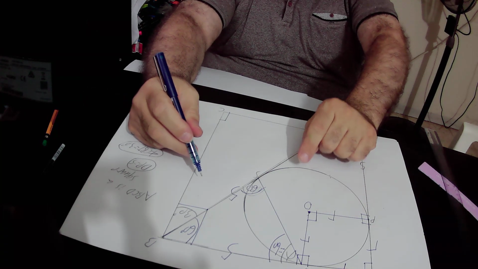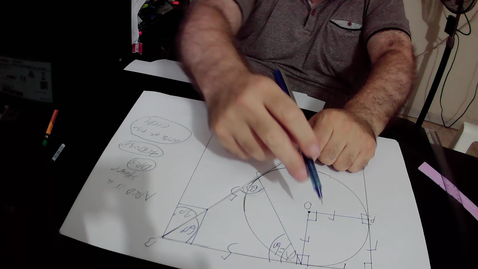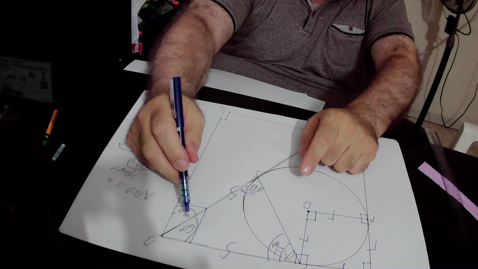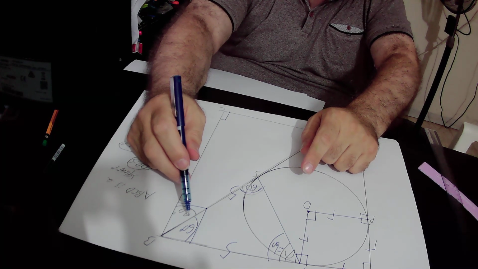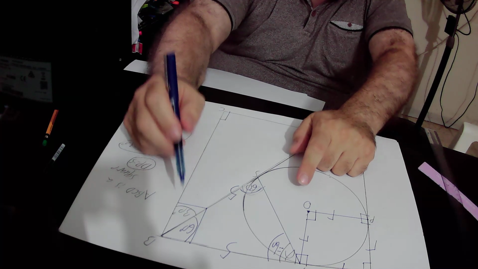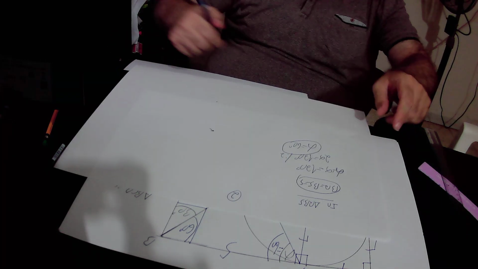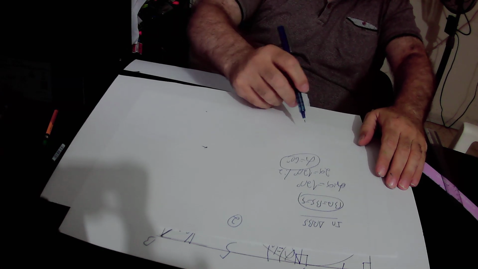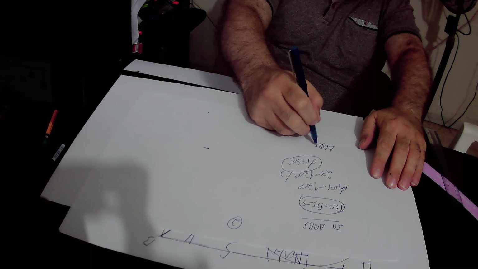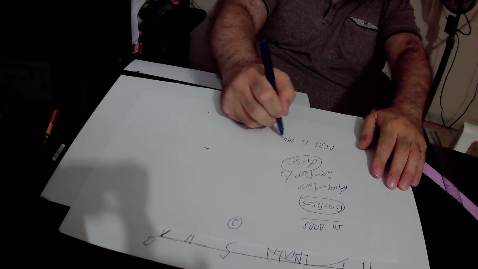Therefore, inside the triangle QSB, we have three angles that are all equal to 60 degrees. That is to say, triangle QBS is an equilateral triangle. I write it down: triangle QBS is an equilateral triangle.